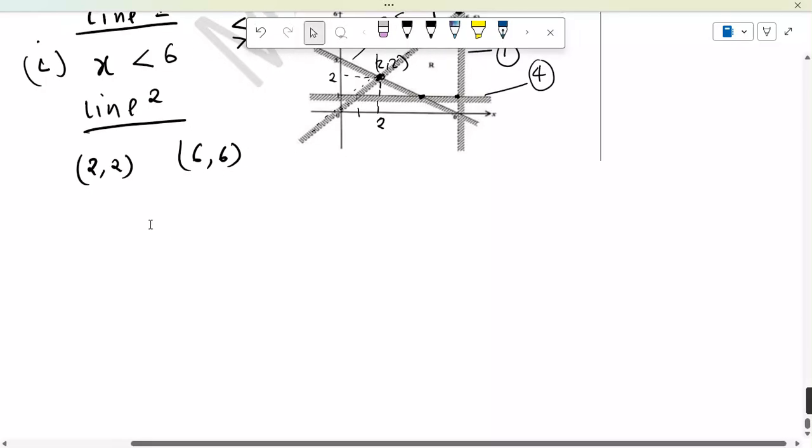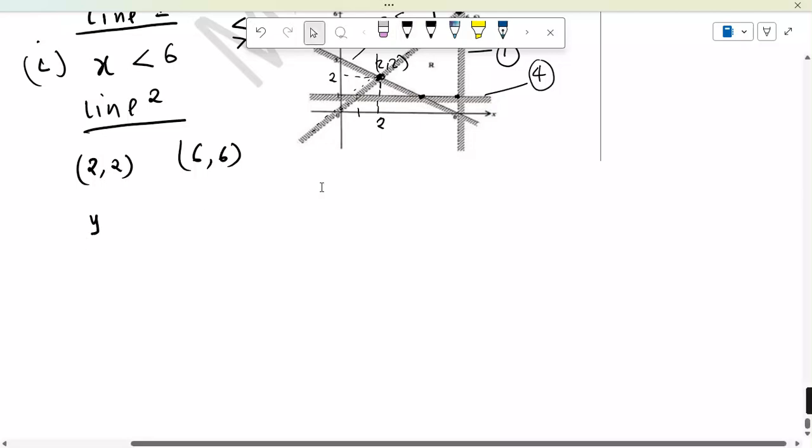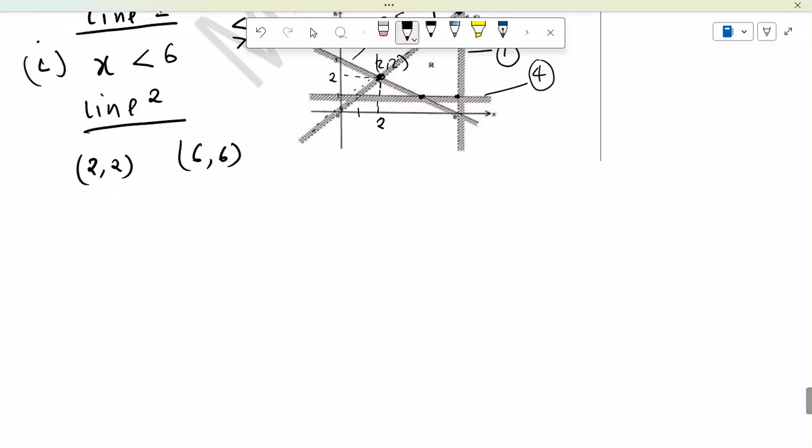So when you have the 2 points, it's easy. You just have to know this one formula here. There is a formula for coming up with the equation of the line. The formula is very easy actually. You say x minus x1 over x2 minus x1 equals y minus y1 over y2 minus y1. You can also write this, it's the same.